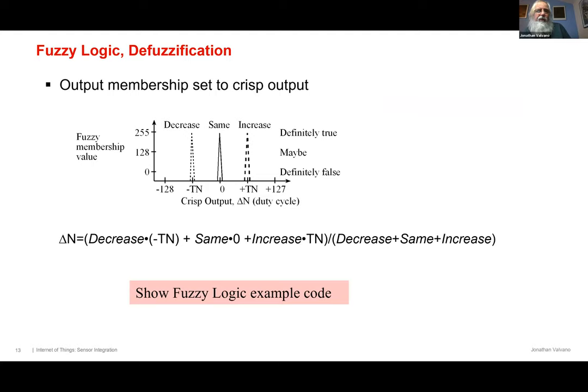And then the last stage is to convert the output membership sets to actual crisp outputs. In this particular example, I've got three output membership sets: a desire to lower the power to the motor, a desire to leave the power to the motor the same, and a desire to increase the power. And now I'm going to use some sort of function which converts Booleans into something that's crisp again, like the duty cycle for the machine.